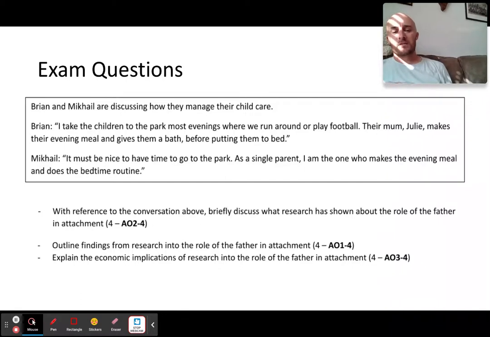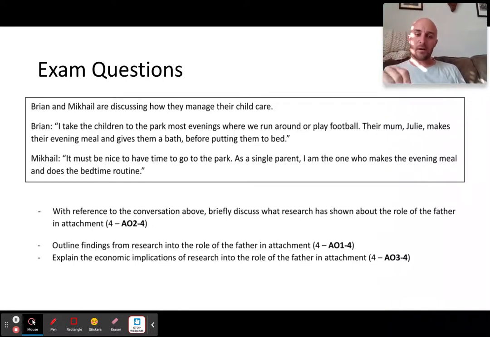With reference to the conversation above, briefly discuss what research has shown about the role of the father. And this is why you need to know Belsky, Brown, Frodi, Geiger, Hrdy, Lamb. This is why you need to know all those pieces of research.